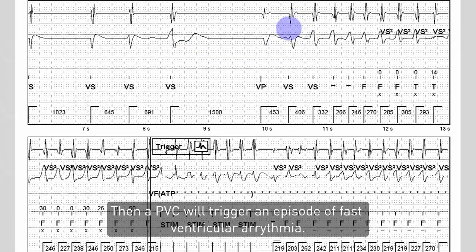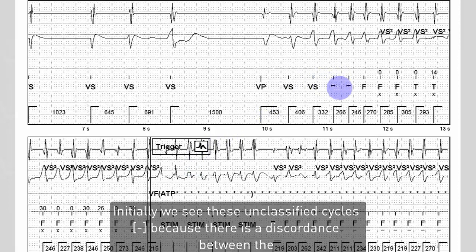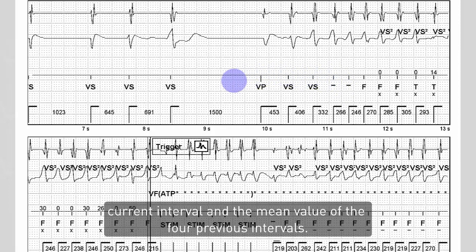Then, a PVC will trigger an episode of fast ventricular arrhythmia. Initially, we see these unclassified cycles because there is a discordance between the current interval and the mean value of the 4 previous intervals.